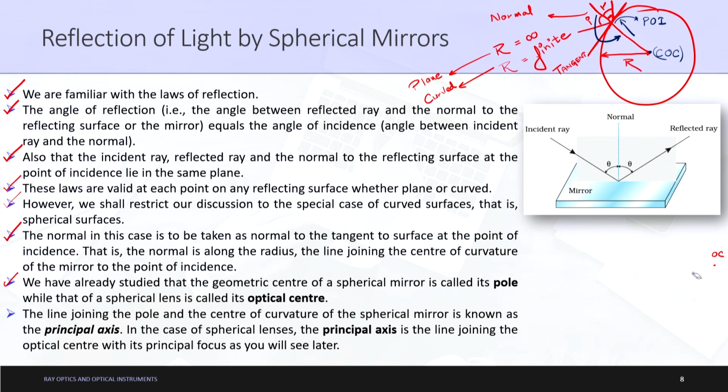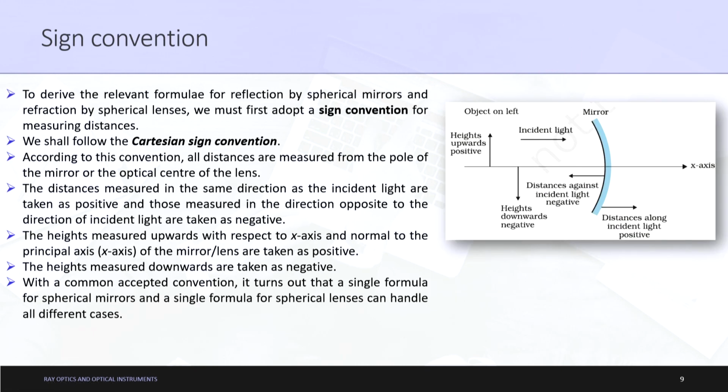So, let me stop this part here only. In the next lecture we will start with the discussions along this portion, and I will try to make you understand what the sign conventions are which you need to understand.